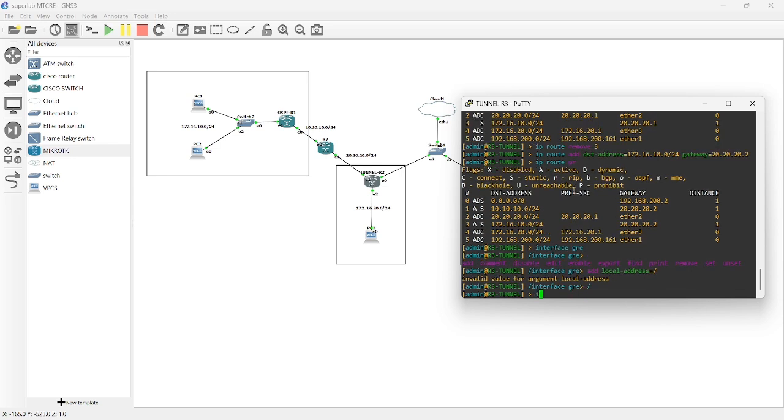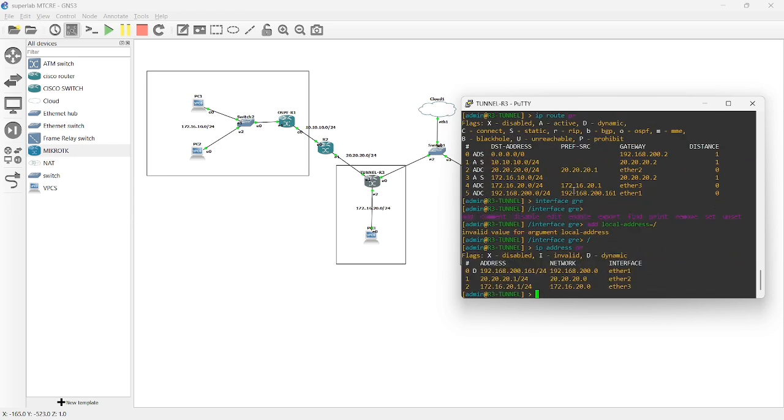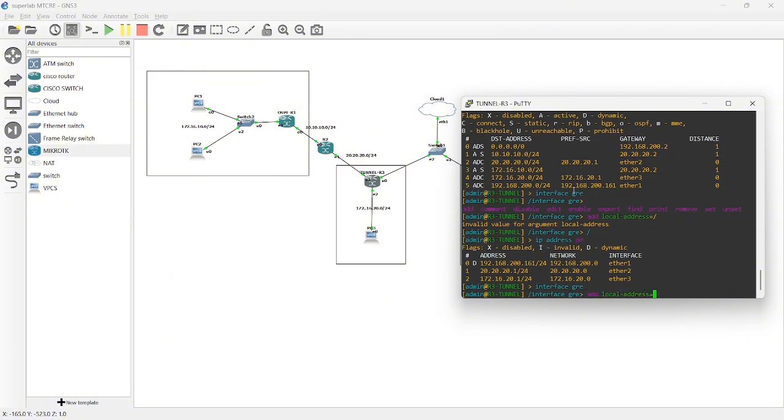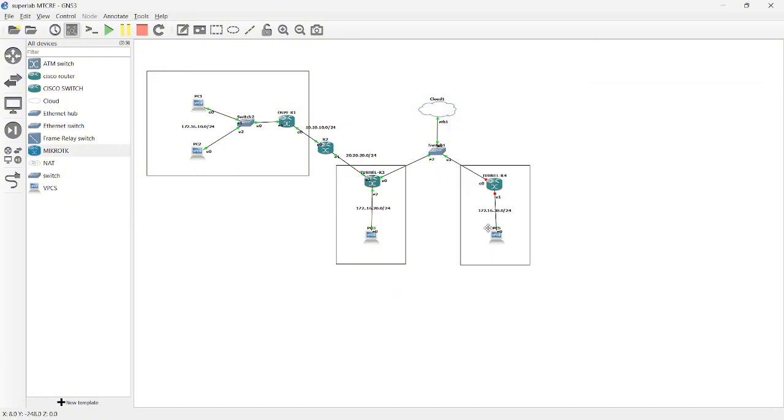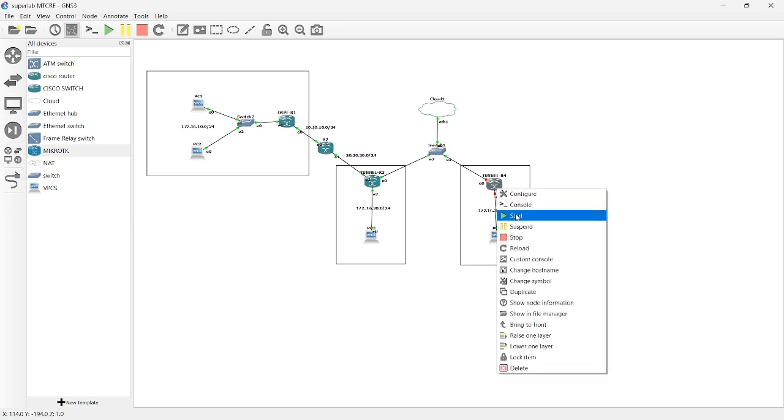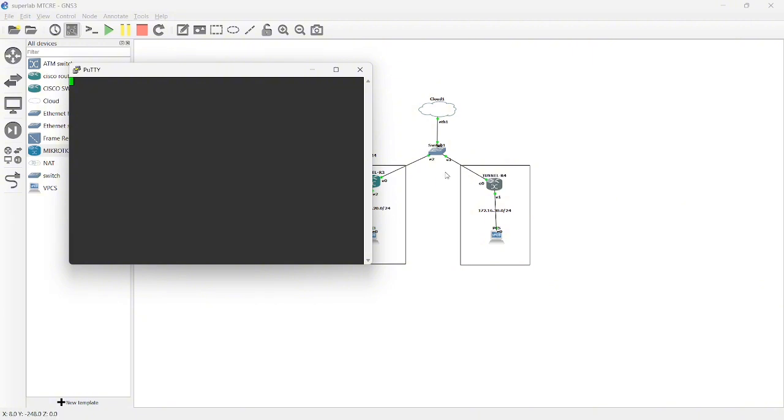Okay, interface GRA local address is the IP for DHCP client in the router 3, and the remote address is from DHCP client for the IP R router 4 and the router. Okay, we add the local address and the remote address. Okay, same but in the reverse IP.